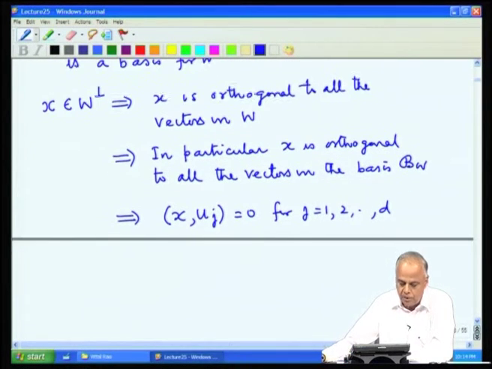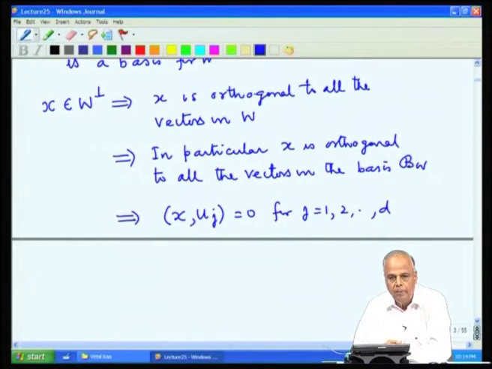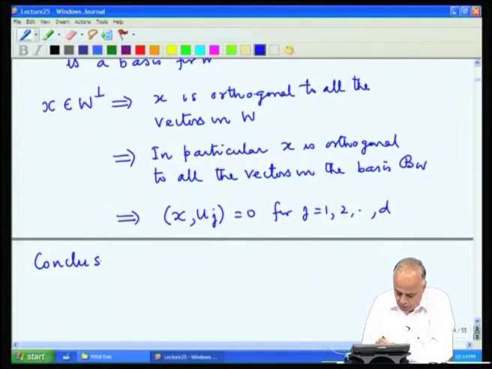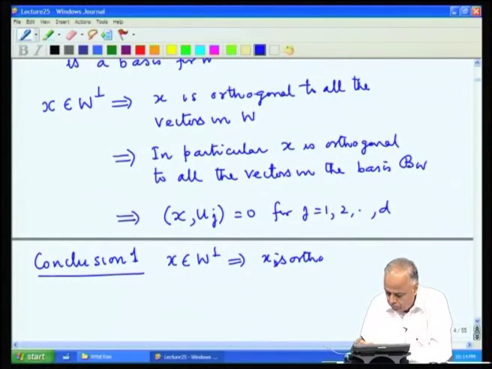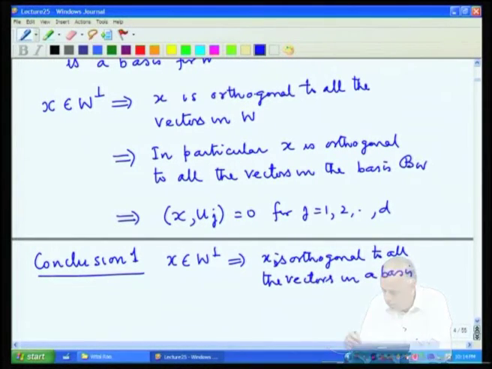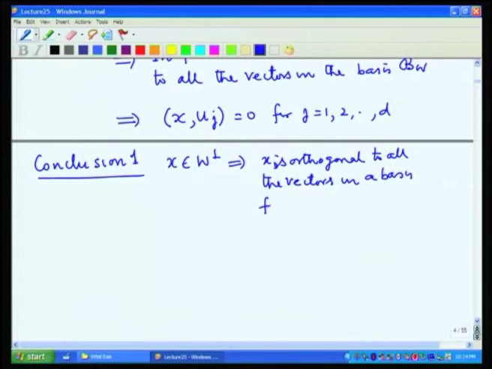What this means is that if a vector is in W perp, it must be orthogonal to every one of the basis vectors. So let us sum it up, call it conclusion 1: x belongs to W perp implies x is orthogonal to all the vectors in a basis for W.